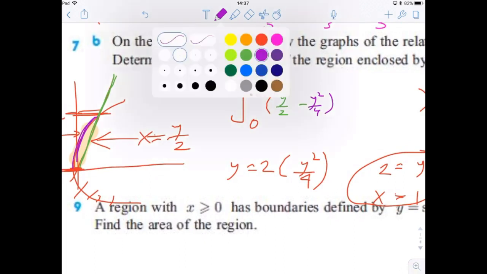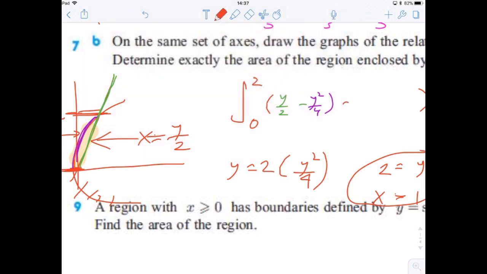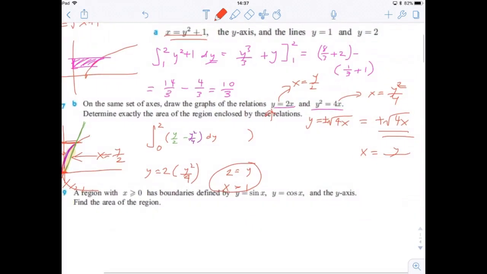Okay, and then I'm going to put dx or dy because we're integrating with respect to y. Now we can do the rest. Now I'm going to integrate each one of the elements inside. We've already done the hard part here. So the integral of y divided by 2 is y squared divided by 4. The integral of y squared divided by 4 is y cubed divided by 12, and this is with respect to y, right?